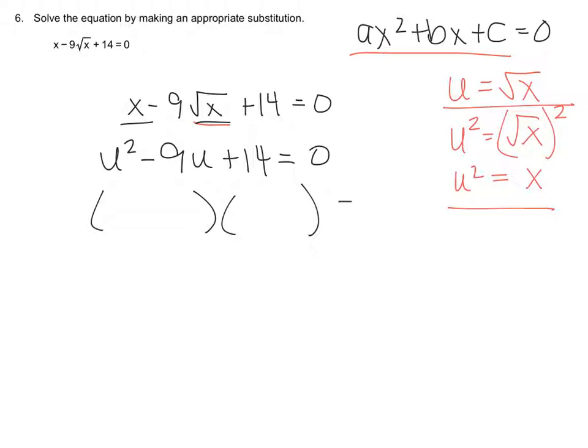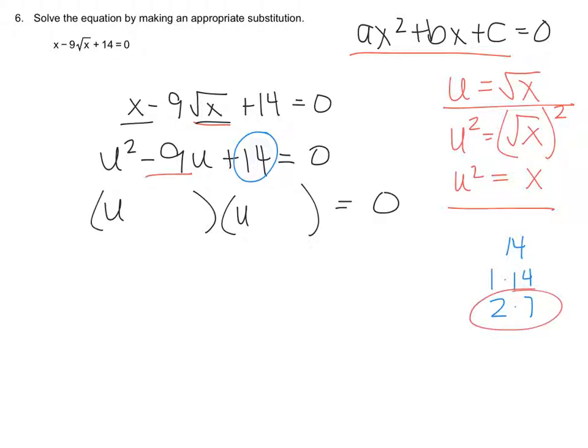And we can factor this into two sets of binomials. I have a u in the first position of each parenthesis. Next, I'll look at my constant term, which is 14, and list the factors of 14. So this is 1 times 14 and 2 times 7. Now I want to choose a pair that when combined will give me the middle number of negative 9.